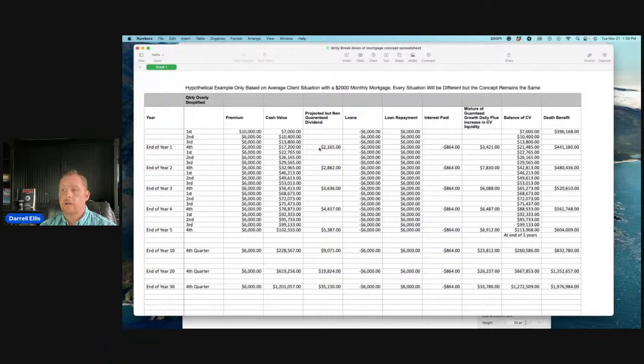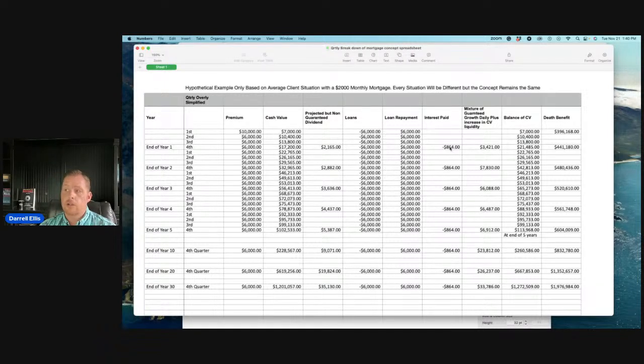By the first year, we now have added another benefit to this, the dividend. So the potential, projected dividend for this policy is about $2,100 by the end of the first year. And so we have $2,100 adding to our system. Plus, we're going to have whatever guaranteed growth, which we get every day, plus some increase in liquidity, for a total of the guaranteed growth and increase in liquidity of about $3,400.